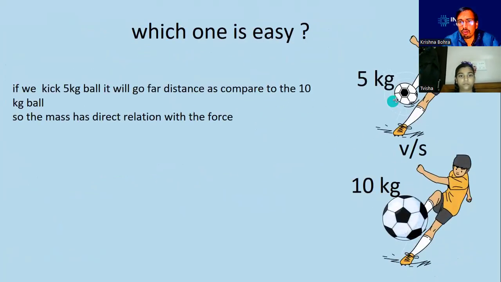Thereafter, in order to understand the role of mass in force, we understood that kicking a 5 kg ball will require less force as compared to kicking a 10 kg ball. So we can say that force has a direct relation with mass. For little weight, it requires less force. For greater weight, it requires more force. So we can say it has a direct relation.